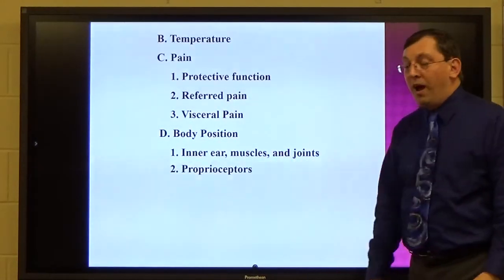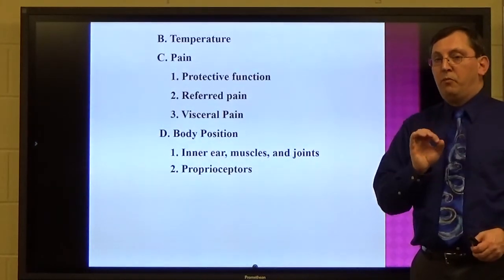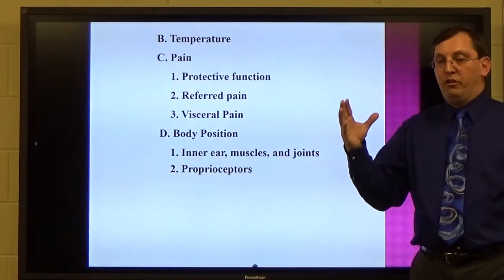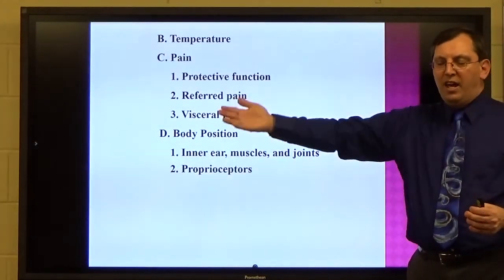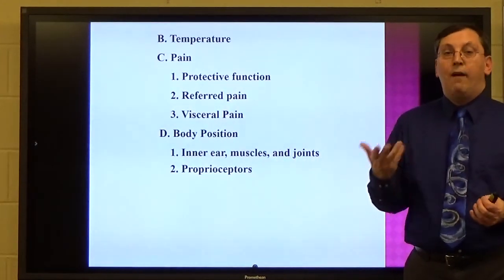So we call those proprioceptors. They're very special kinds of receptors that determine general body position and determine motion as well. So you close your eyes and you can move your hand back and forth, and you know where it's moving and how fast it's moving.